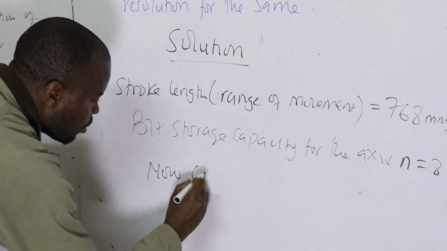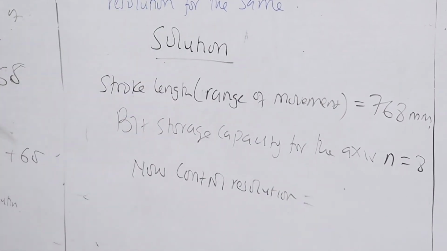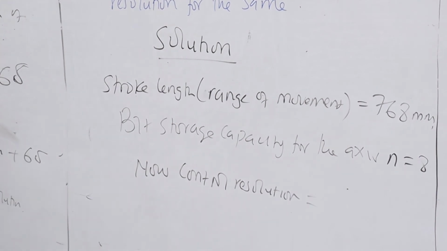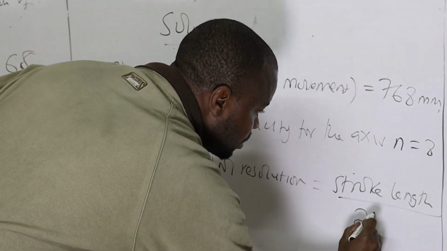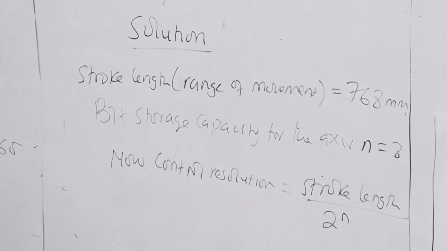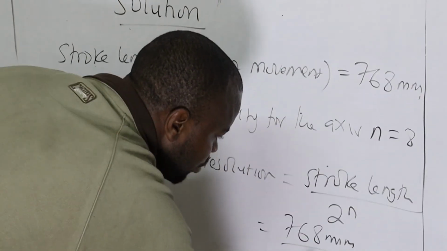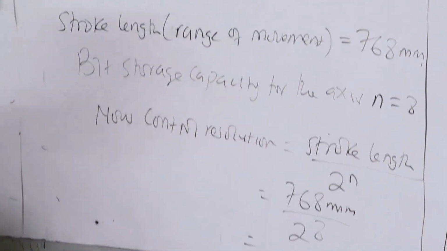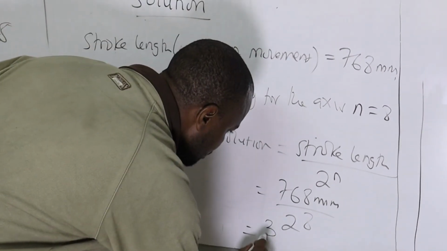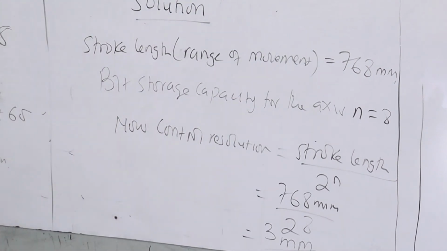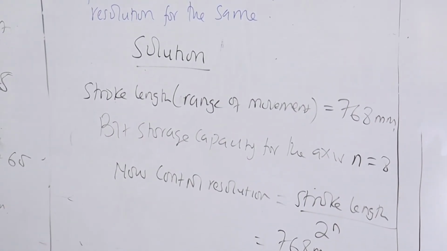The control resolution will be given by the stroke length all over 2 raised to power n. This is the same as 768 millimeters divided by 2 raised to power 8, which if you do it, you will get 3 millimeters. So that is now what we refer to as the control resolution.